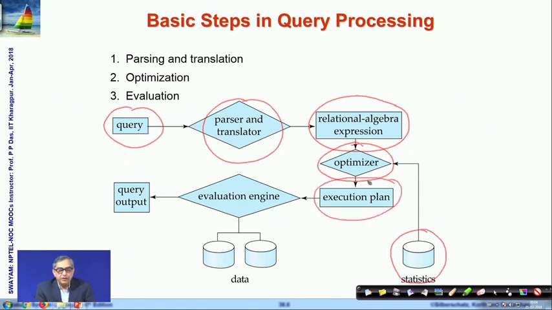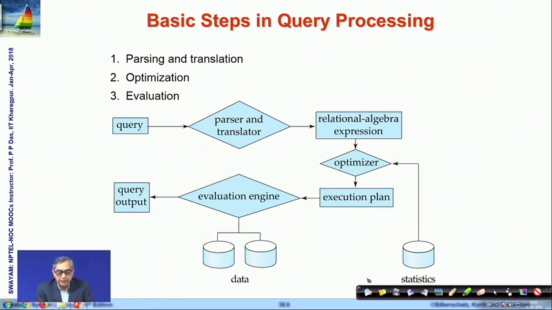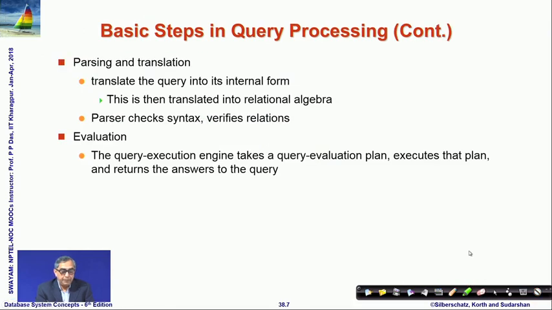The execution plan is what actions we actually want to perform in terms of accessing the different indexes and the different B plus tree nodes to evaluate the query, and that is the job of the evaluation engine. As you can see, it will access the data for that, and finally the query output will be generated. In this module and the next, we will take a quick look at glimpses of these steps one by one, and try to understand how query processing and optimization can happen.